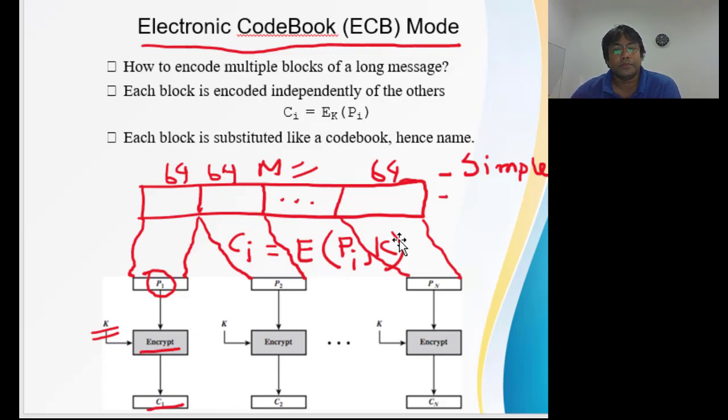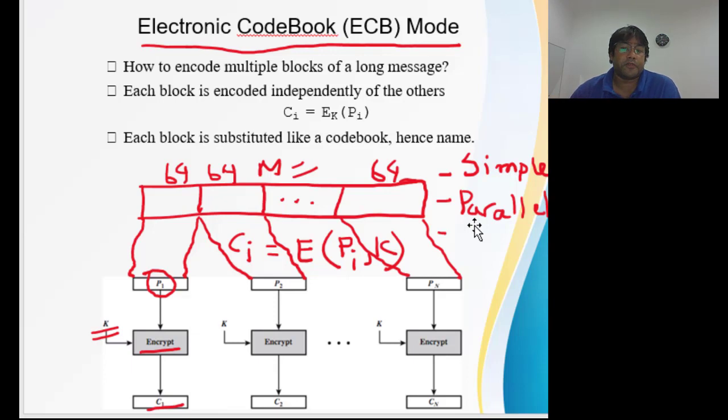The second one is that this supports parallel processing. It means that, let's say, if you would like to run different blocks of plain text on different processors, we can do that. On different kernels, we can do that. We can process them in parallel. That is another advantage they have.